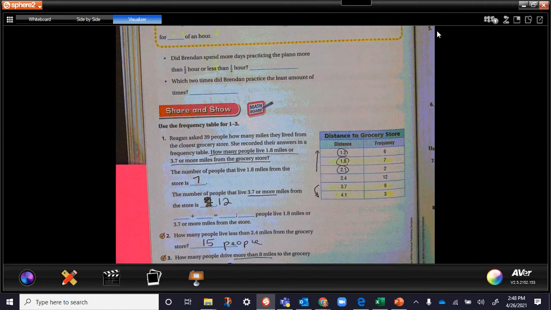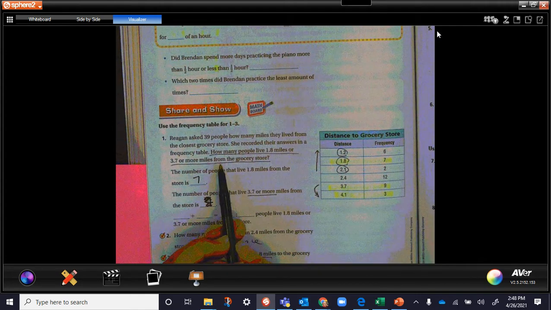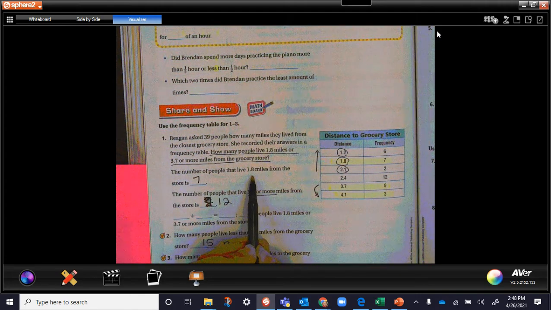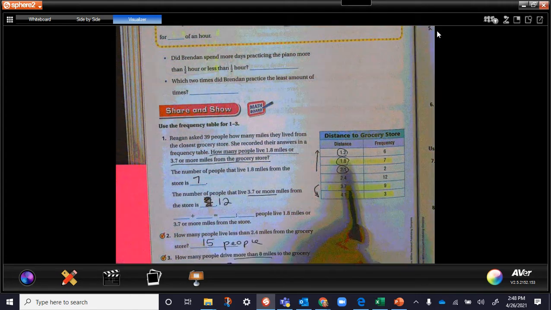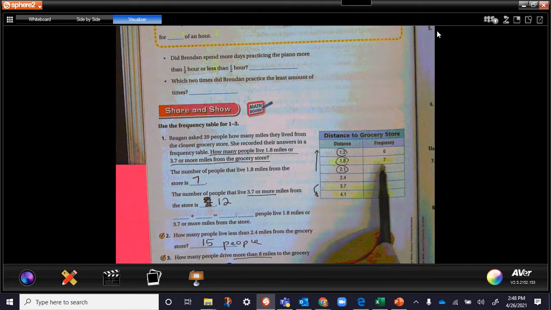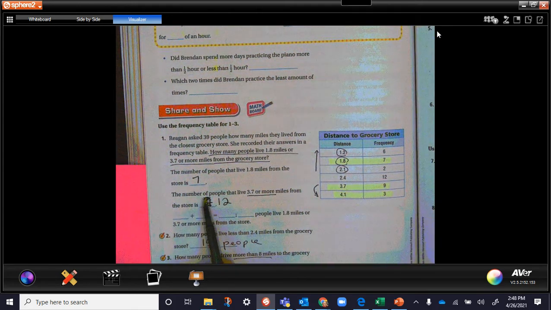Then we went over to page 604 and we looked at this one here. This one is talking about Reagan. She's asking how far people live from their grocery store. She interviews 39 people. Here it says the number of people that live 1/8. So here you go straight across, you find 7.